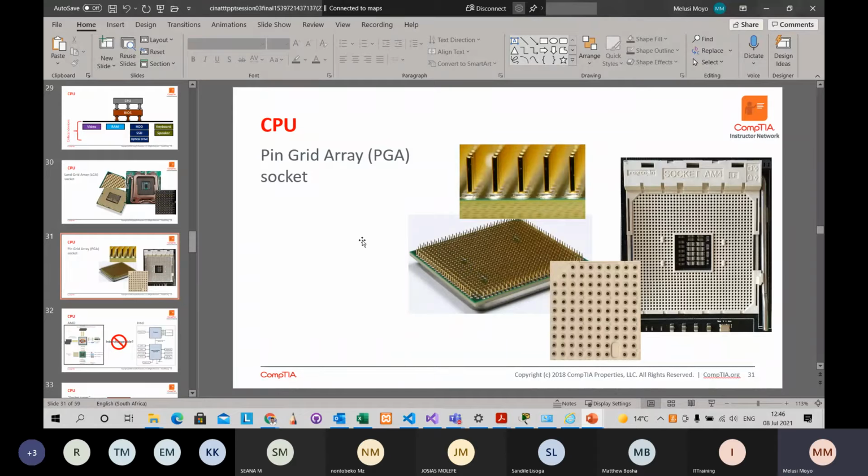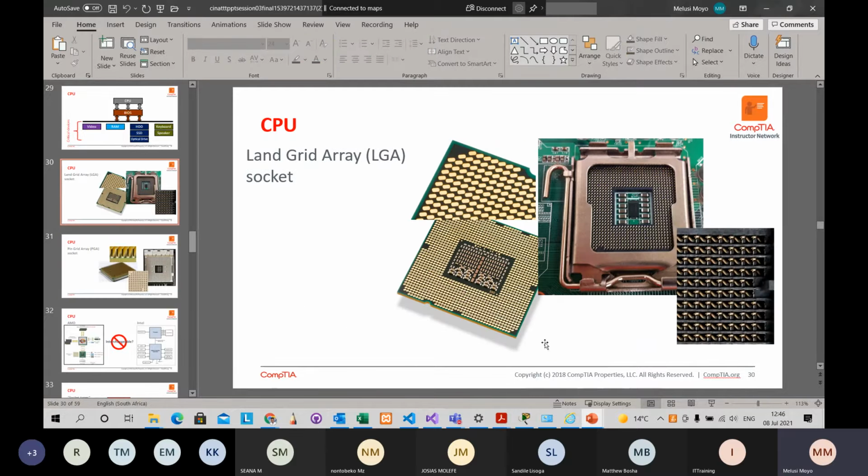So let me just quickly go back a bit. Go back to my previous slide. So you can see the difference now. On this side, we have the land grid array. So the land grid array, we said the CPU, at the back of the CPU, it has the metal contacts, right?